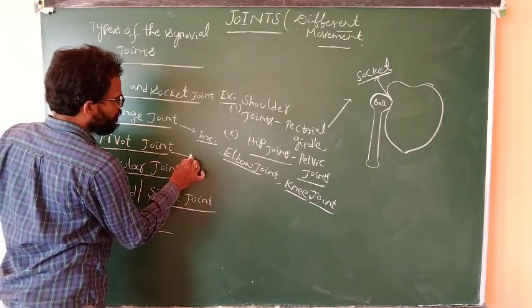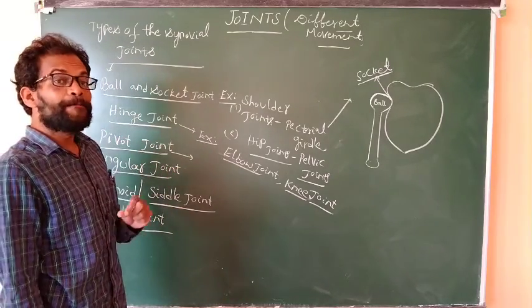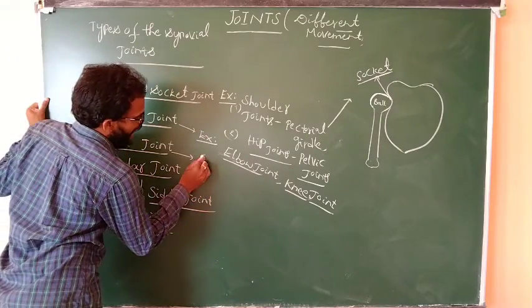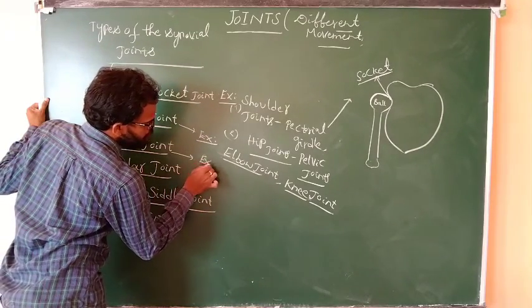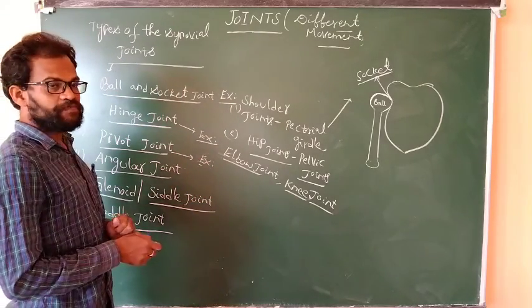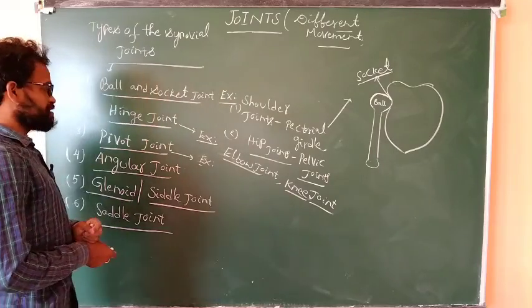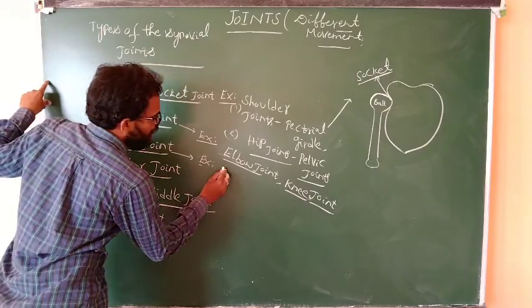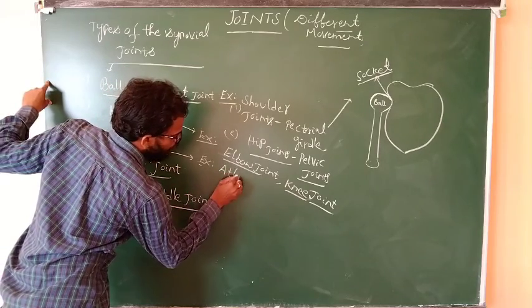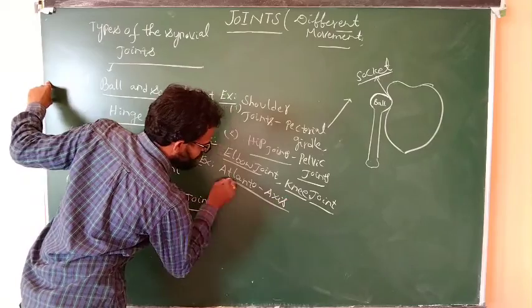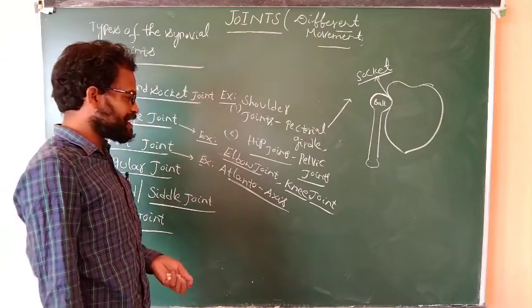Coming to the pivot joint. What is the pivot joint? Next one, the pivot joints. The pivot joint is helpful for the Atlanto-axis joint.